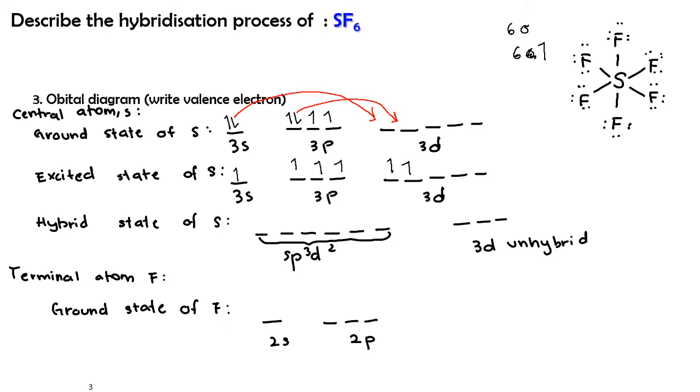The excited state will be like this, and now you will have 6 of the single electron and all of them will be hybridized, and it will be sp3d2 hybrid orbital, and the rest of the empty d orbital will be 3d unhybrid orbital and they will remain empty. And for the terminal atom, you will have it as 2s2, 2p5. And you will have one single electron here ready to be bonded with sulfur.